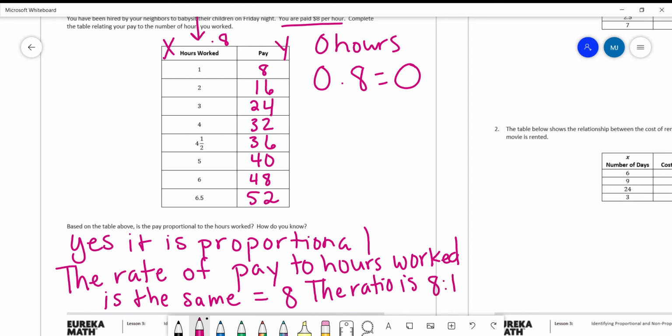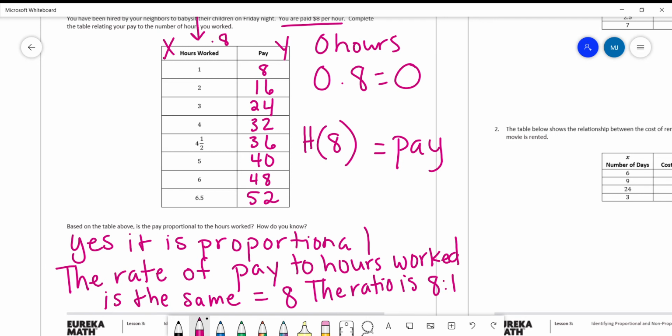Okay, so yes, it is proportional. The rate of pay to hours worked is the same, which is 8, and the ratio here is 8 to 1. And so if we want to know our pay, then we have to take our hours and we have to multiply it by 8, because every hour is $8.